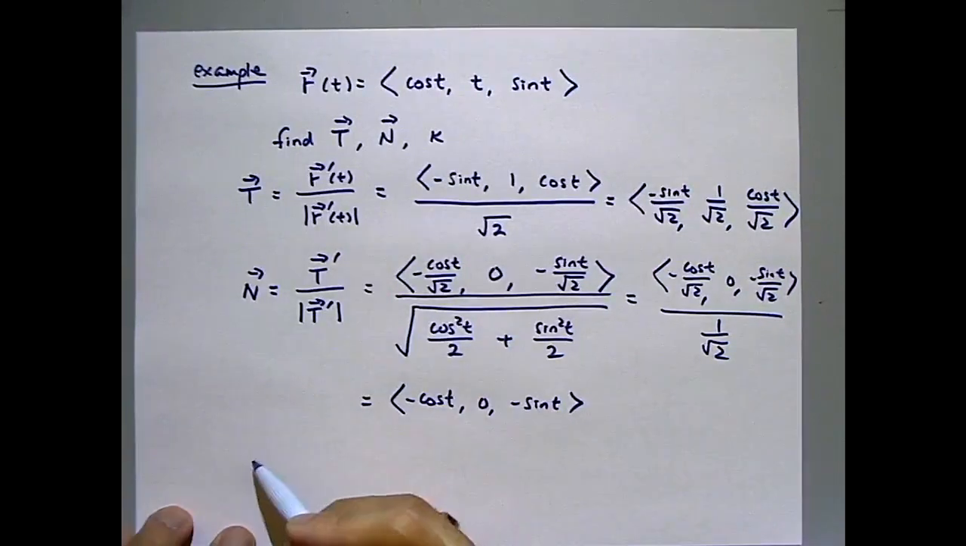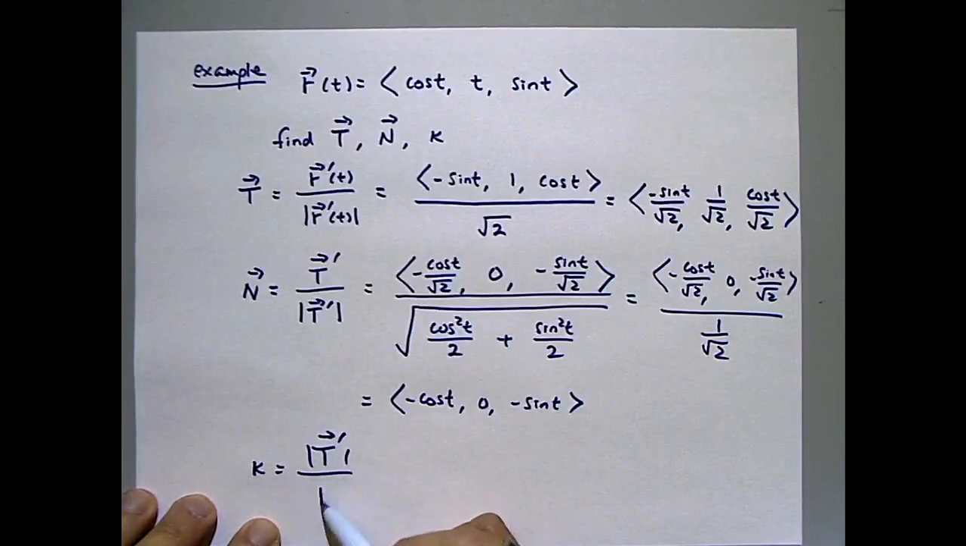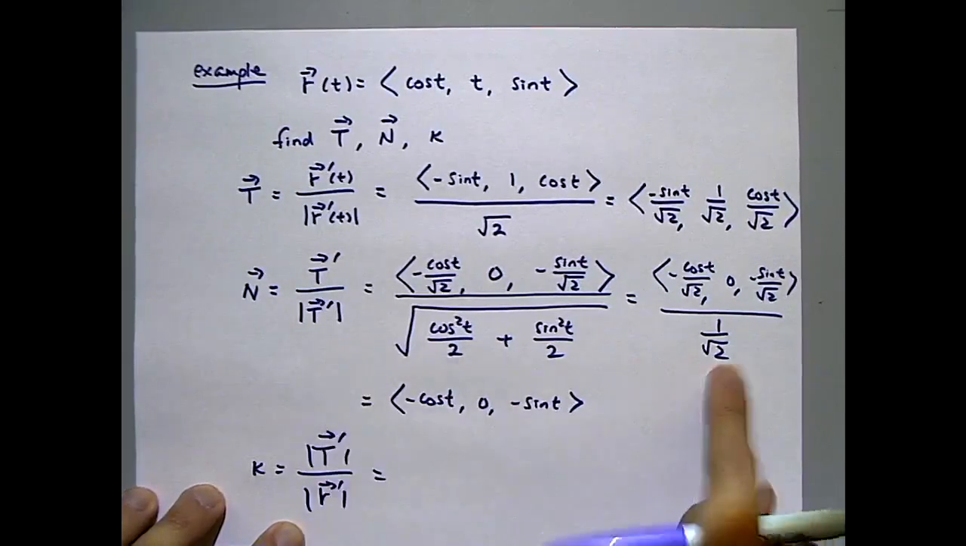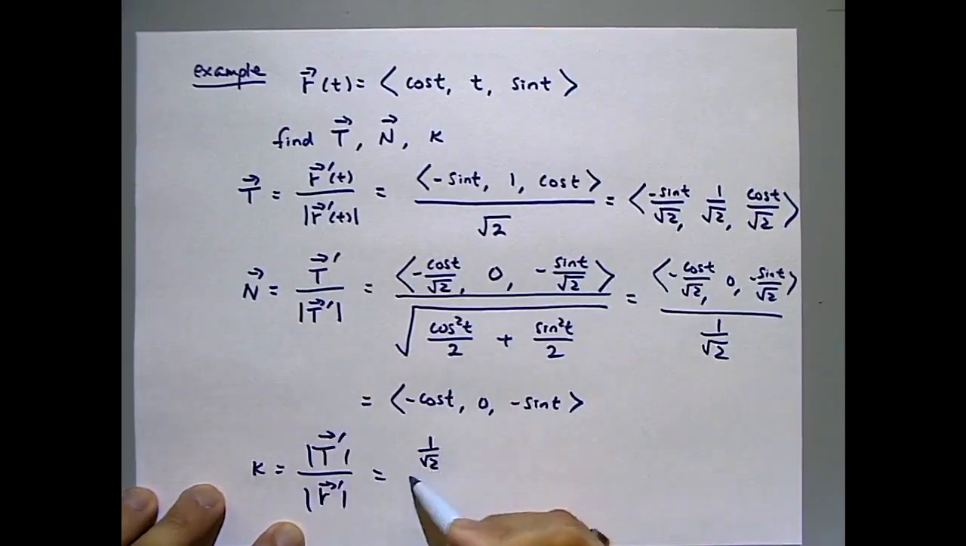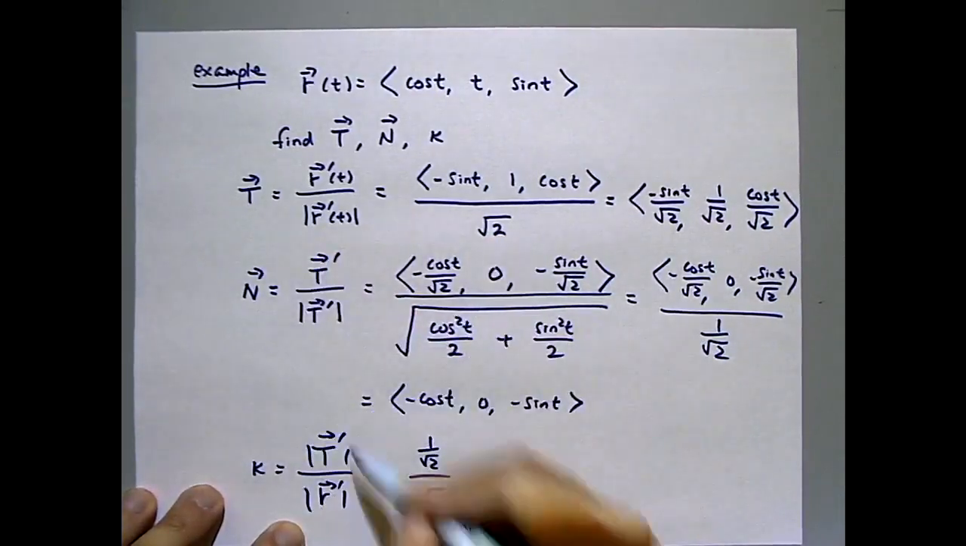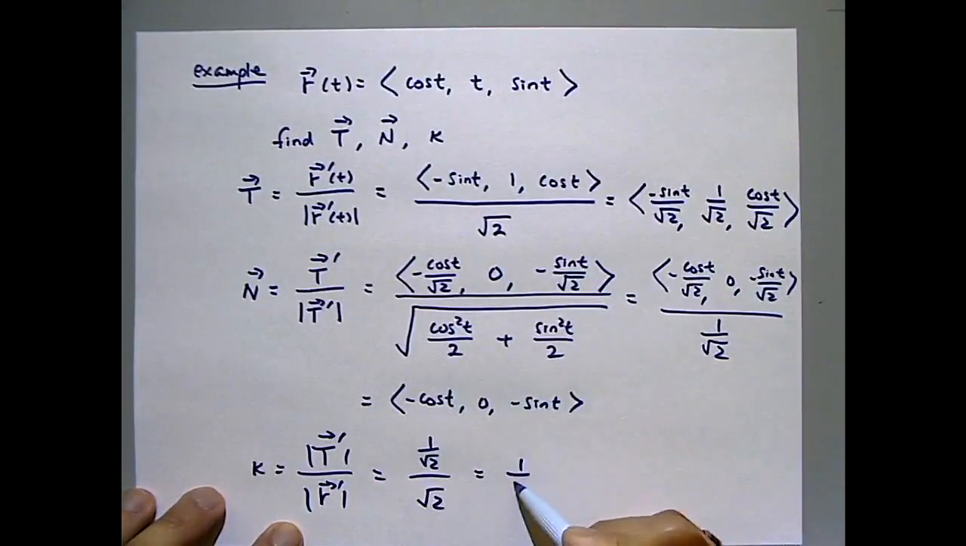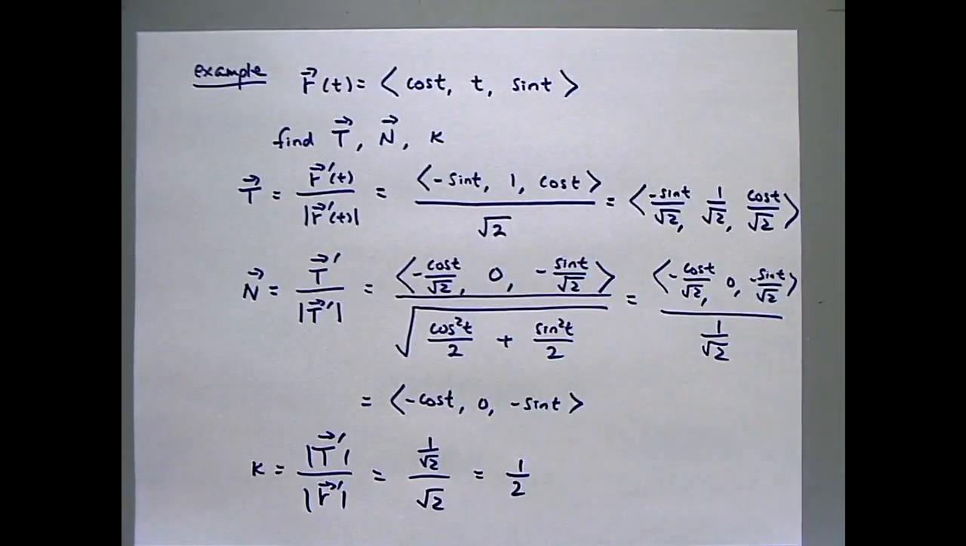Okay, the last thing here, kappa, is the magnitude of T prime over the magnitude of r prime, right? And we have all of these things already. T prime magnitude is 1 over radical 2. R prime magnitude is radical 2. Dividing this out, we get 1 over 2. It's not 0, so we know it's not a straight line, but we knew that already. Anyway, that's a measure of how curvy that curve is.